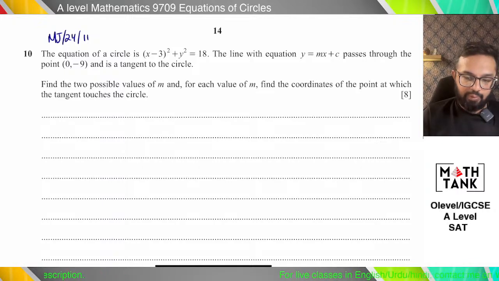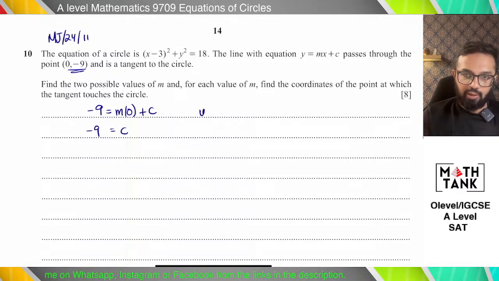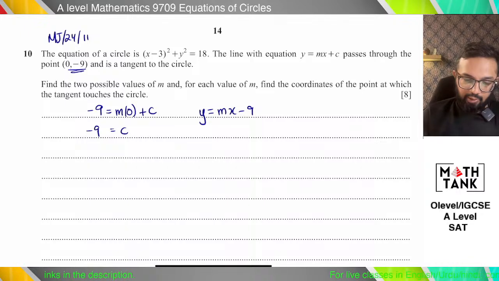Okay, so it passes through the point, so −9 equals m times 0 plus c. So c is equal to −9. So my equation becomes y = mx − 9. Then I will solve simultaneously with the circle, because I'm trying to find a common point between the two.